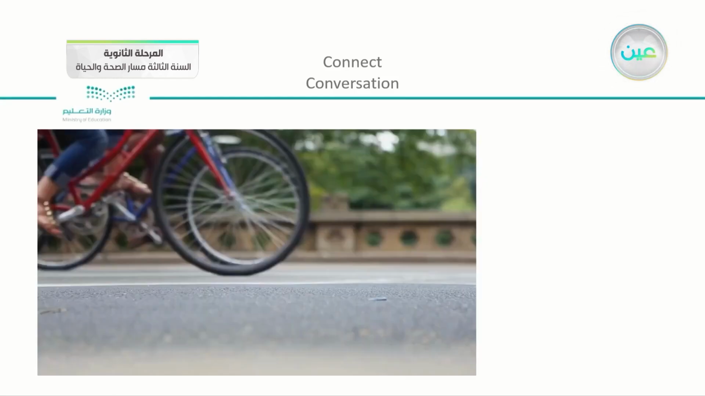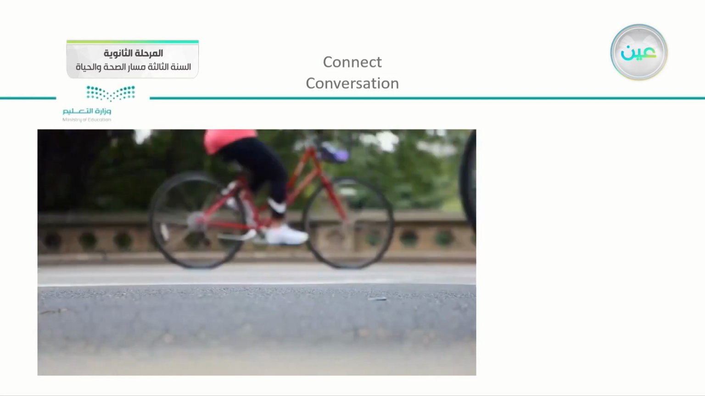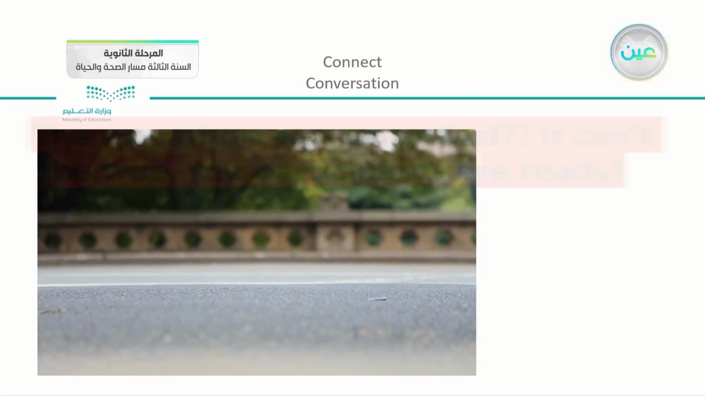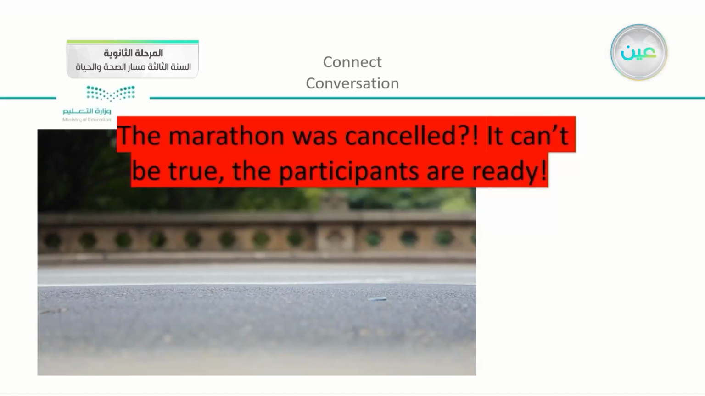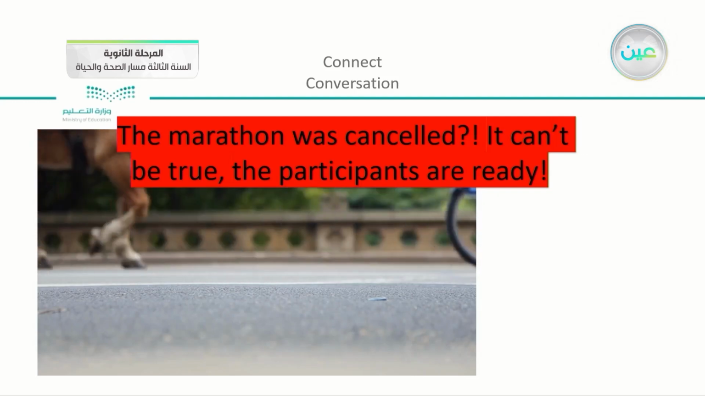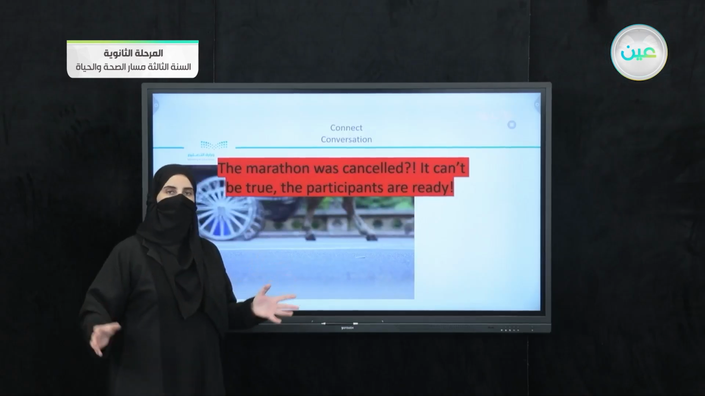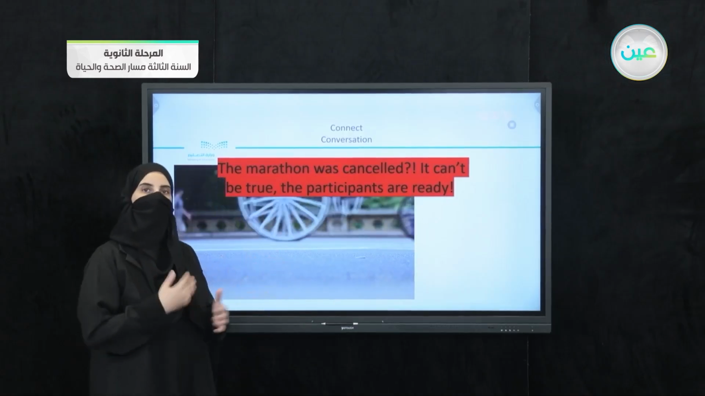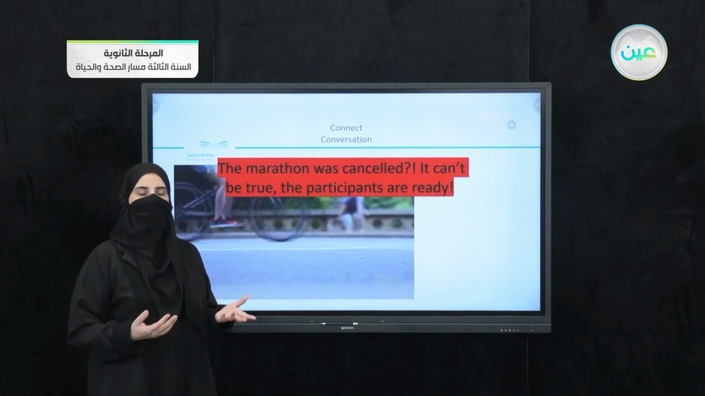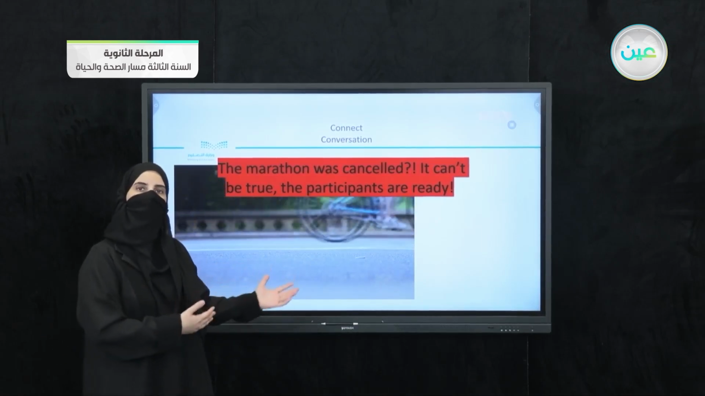Moving on. Now we can see that there are lots of bicycles here, which means that there is a kind of race or a marathon. So we have here, "The marathon was canceled." "It can't be true. The participants are ready." So just imagine that you have a place which is full of these people who are ready to race each other, and they say that the competition is cancelled. It can't be true because everyone is here.